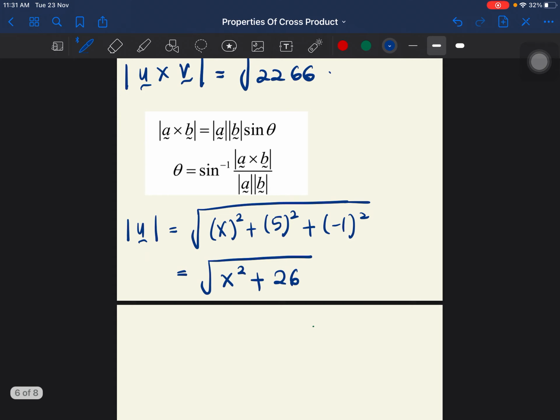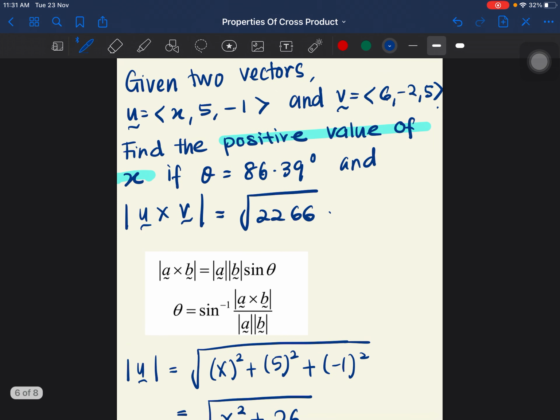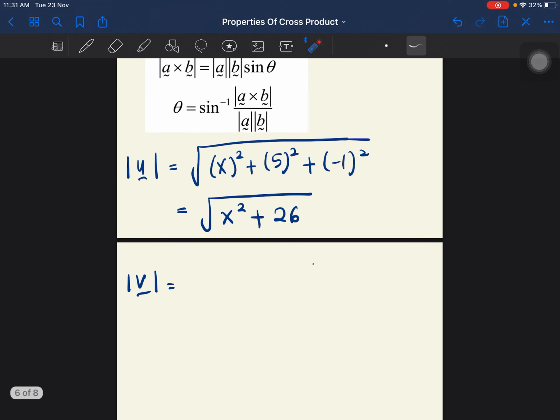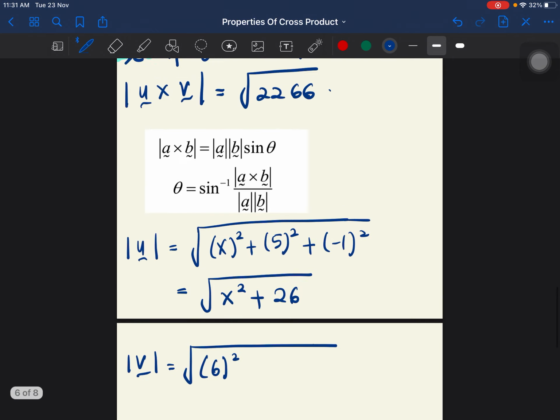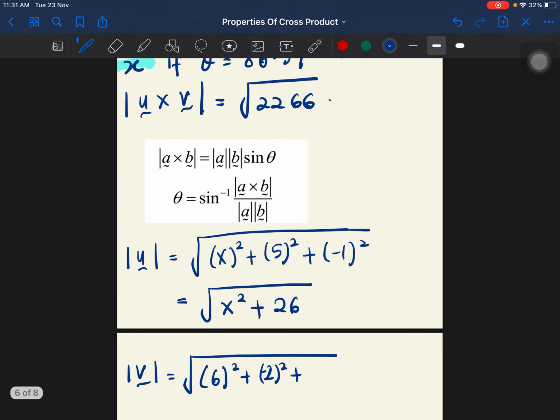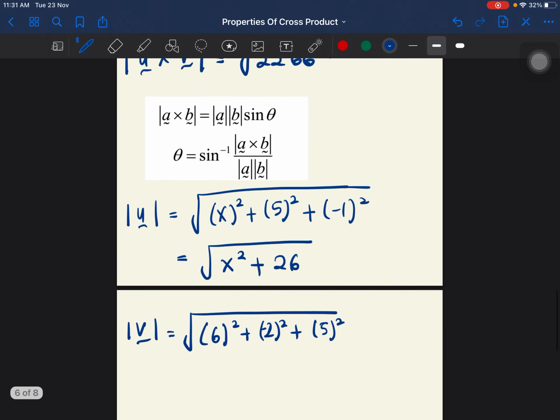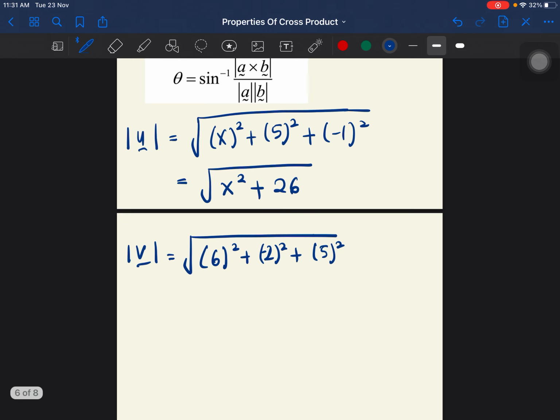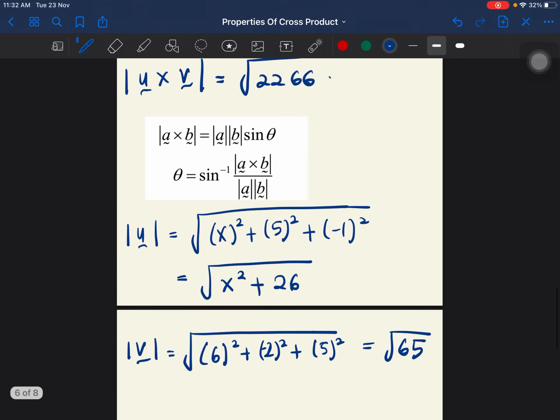The next one is to get the magnitude of the vector v. So what is the vector v here? 6, -2, 5. So the magnitude of v is equal to the square root of 6 squared plus -2 squared plus 5 squared. This will give you 36 plus 4 plus 25, which is equal to the square root of 65.